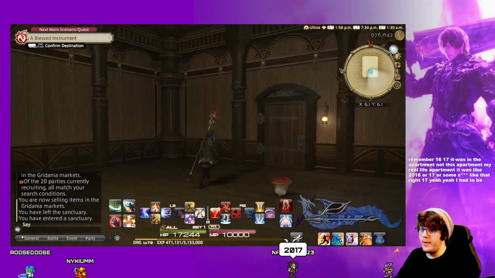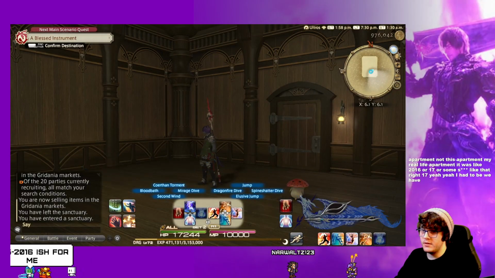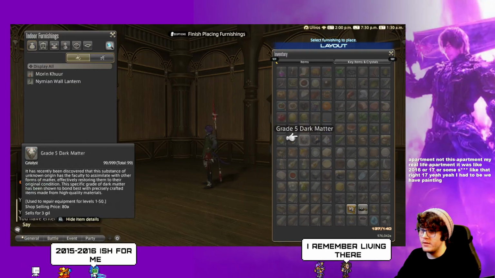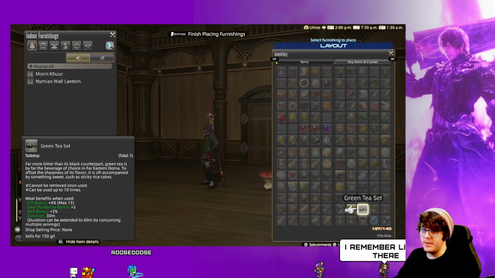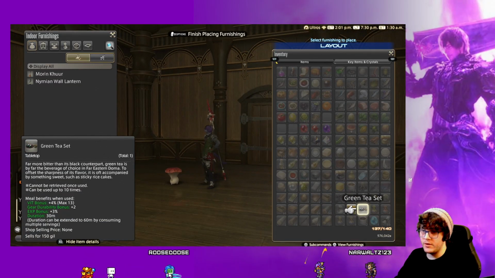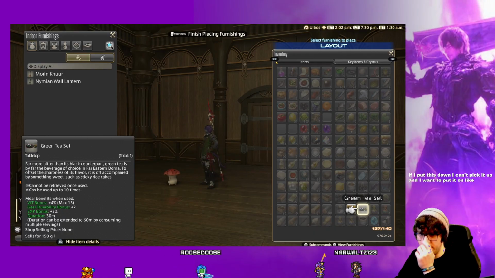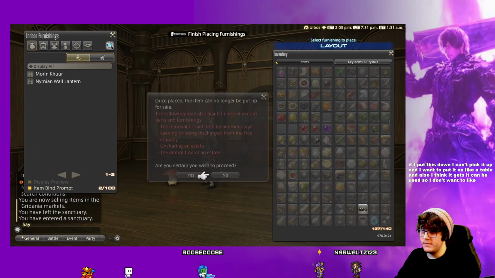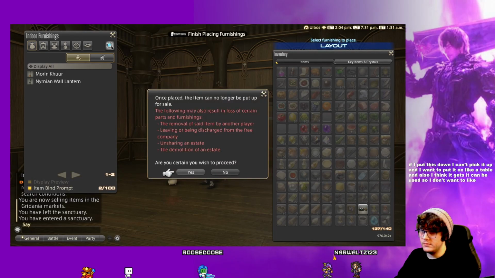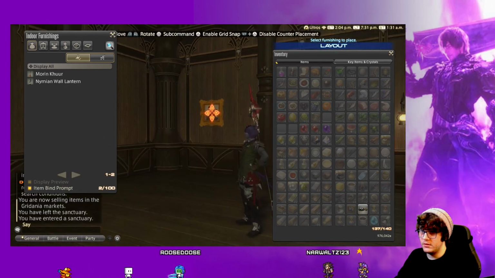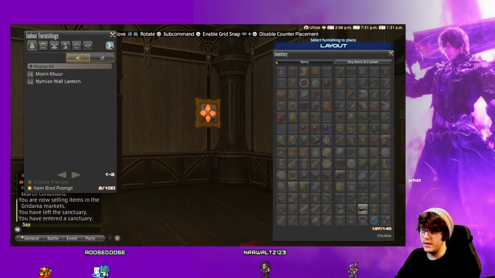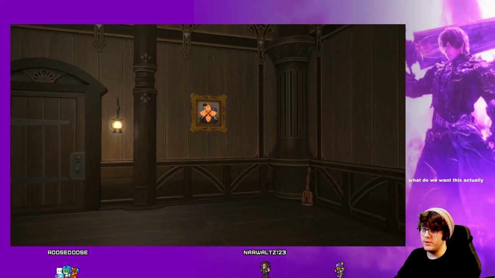Oh, wait, we have a painting. And I have a tea set, but I think if I put this down, I can't pick it up, and I want to put it on a table. Also, I think it can be used, so I don't want to... All right, where do I put this? Where should we put this painting?